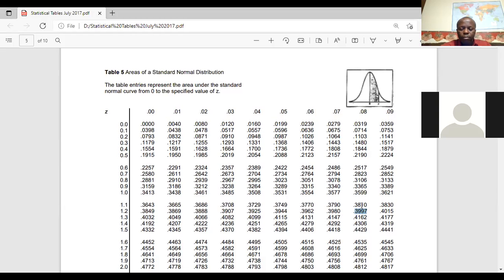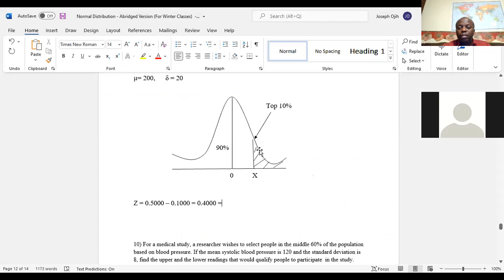Excuse me, Professor. What are we looking for? Are we looking for 0.4 under what? This time you're looking inside the table. You're not looking at this because they gave you the probability already as 10%. Because they give you the top 10%, when you draw the chart, your chart looks like this. It's on the tail, so you're looking for only this part. Remember, the whole of this half is 0.5, so you have to subtract from 0.5 to get 0.4.